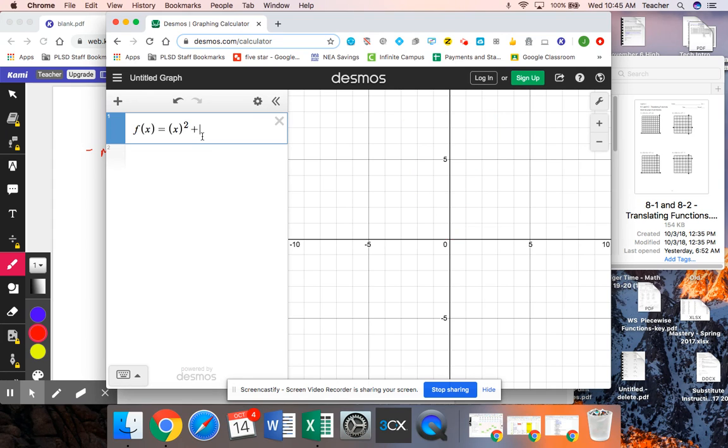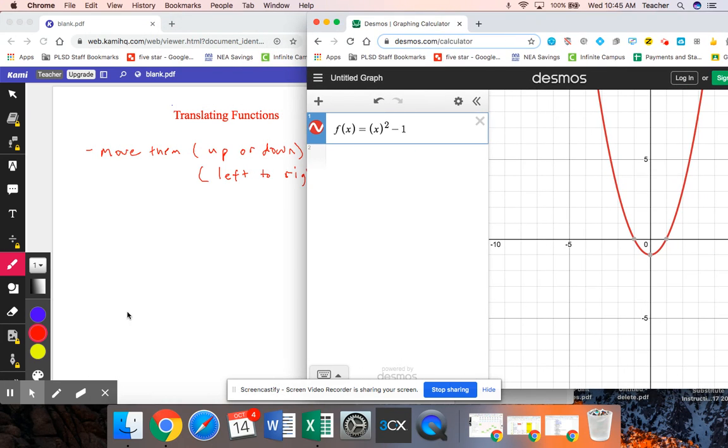What if I add 1 to it? Remember, my vertex is at 0, 0. But what if I, onto my function, add 1? My vertex goes up to 0, 1, so it moved up 1. Similarly, if I subtracted 1, my vertex dropped down to 0, negative 1. And so when I put numbers on the outside here, I'm moving them up or down. With that said, let me generalize what I just said.